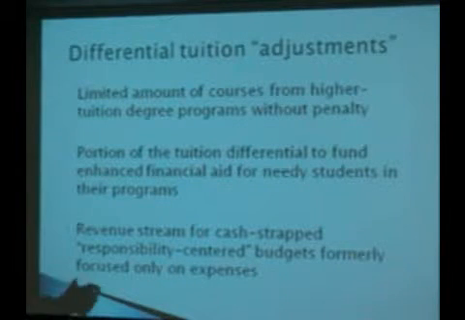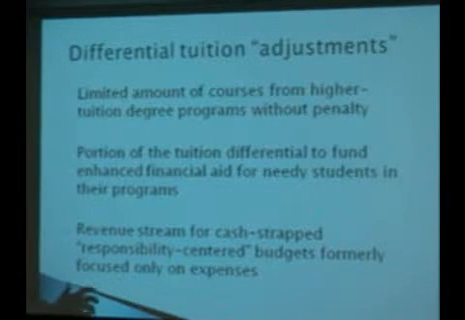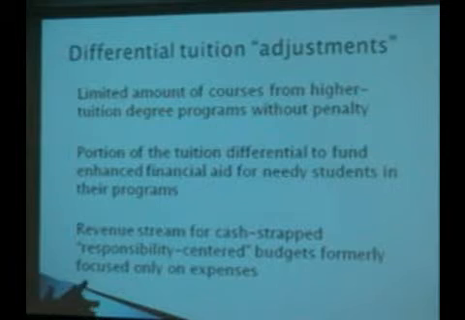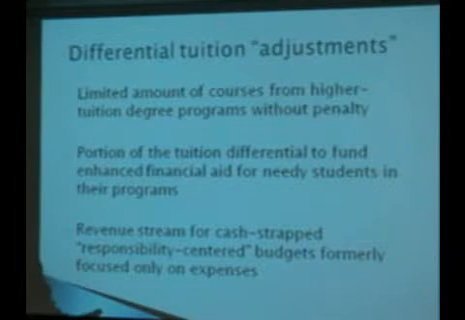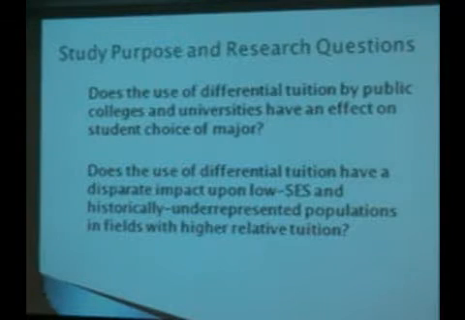Finally, the revenue streams for the programs, because of responsibility-centered budgeting, many programs are responsible for managing their expenses, and the monies from differential tuition, for the most part, flow directly to those programs. And so it has proven to be successful in generating additional revenue for those programs with higher tuition.